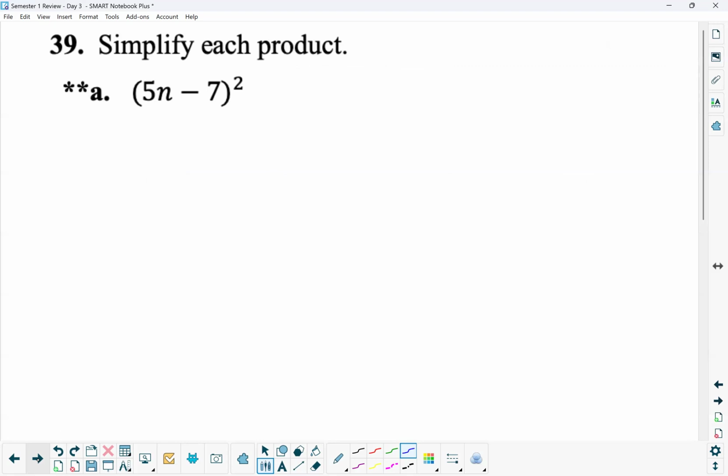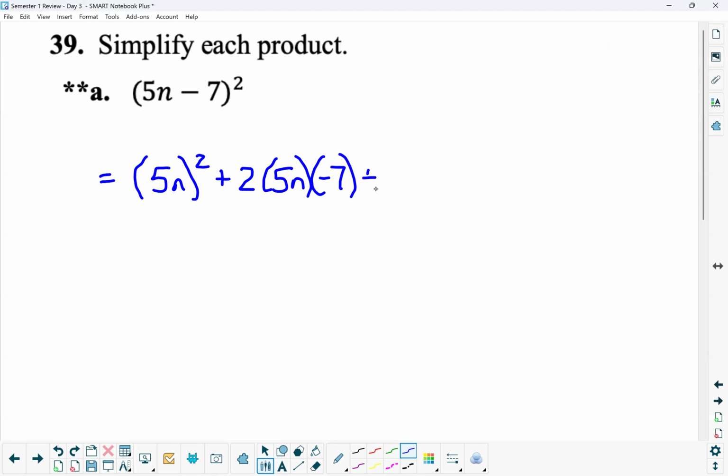So this is a binomial squared. The formula says I take my first term, 5n, and I square it, plus 2 times my first term times my second term. Now, careful here because the second term is negative 7. That negative does stay with the 7, plus the second term squared.